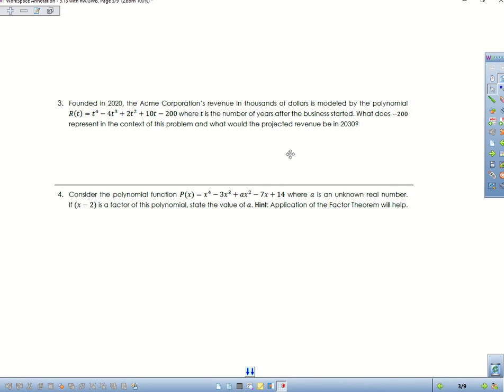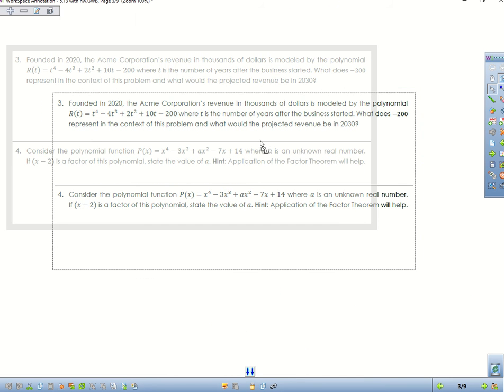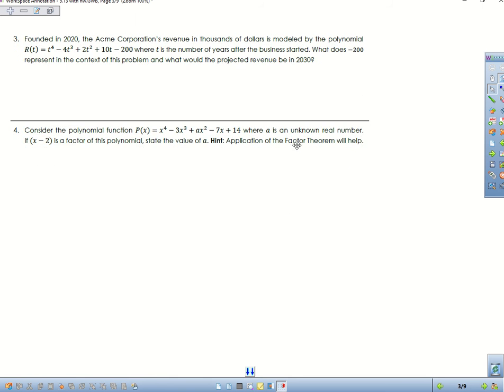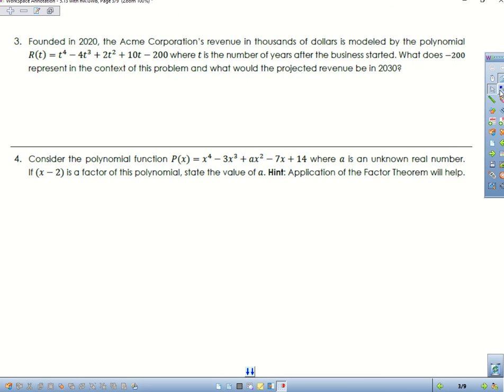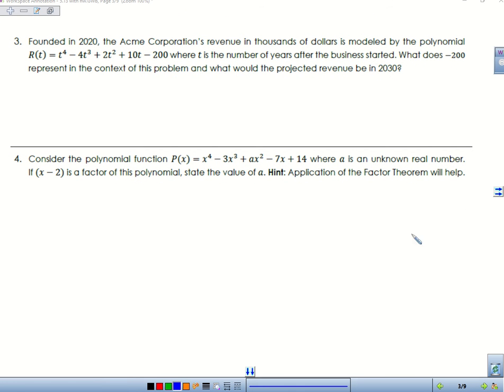So it says here, founded in 2020, the Acme Corporation's revenue in thousands of dollars is modeled by the polynomial r of t is equal to t to the 4th minus 4t cubed plus 2t squared plus 10t minus 200, where t is the number of years after the business started. What does negative 200 represent in the context of this problem, and what would the projected revenue be in 2030?